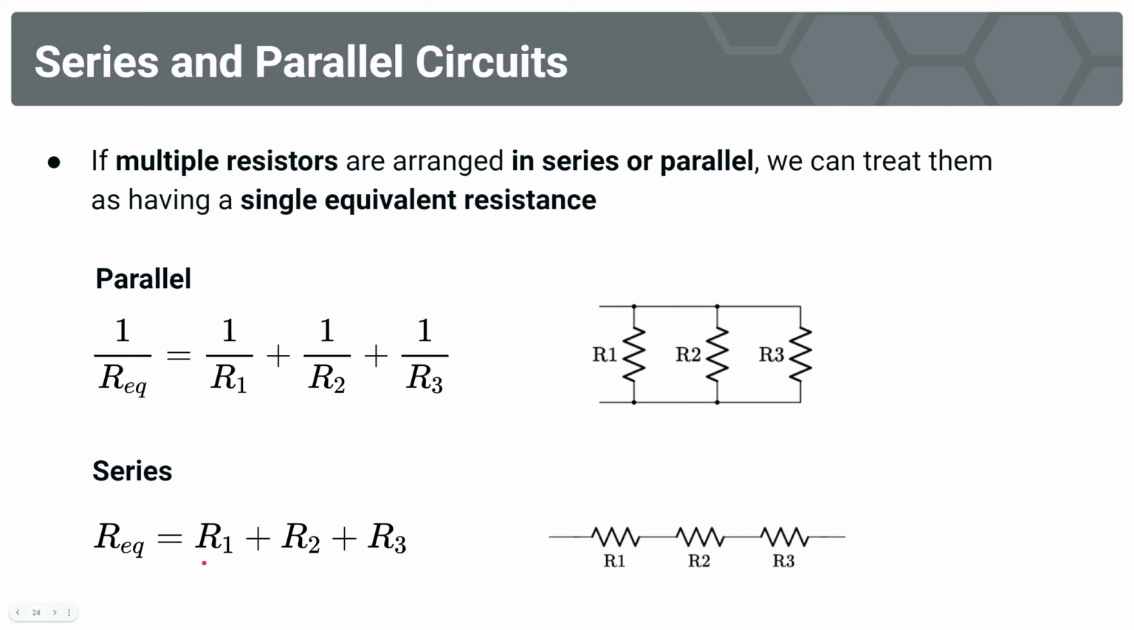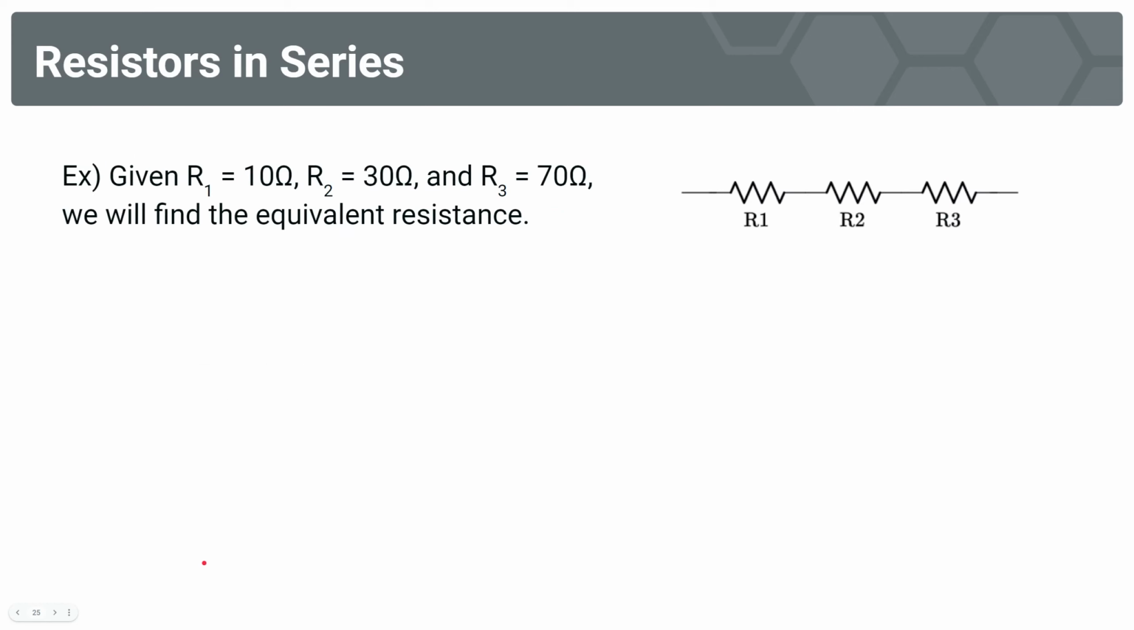Let's see this in action. We're going to use some example problems. First, let's talk about some resistors in series. Given that R1 is 10 ohms, R2 is 30 ohms, and R3 is 70 ohms, we can find the equivalent resistance. Let's plug and chug that formula we saw on the previous page.